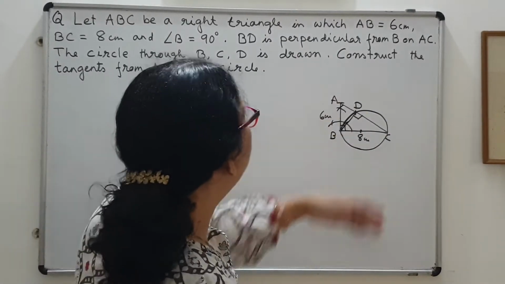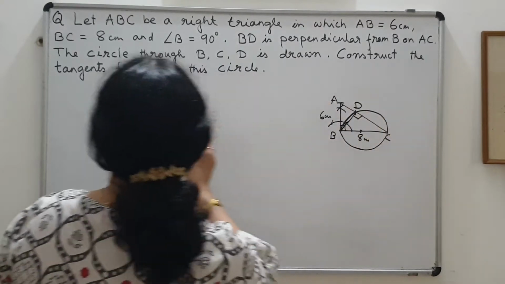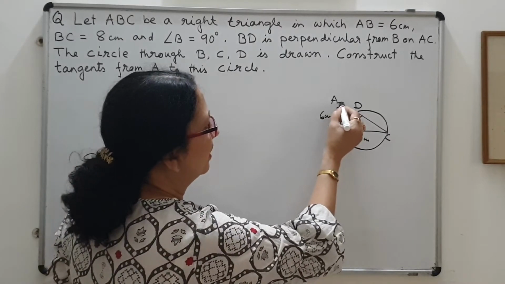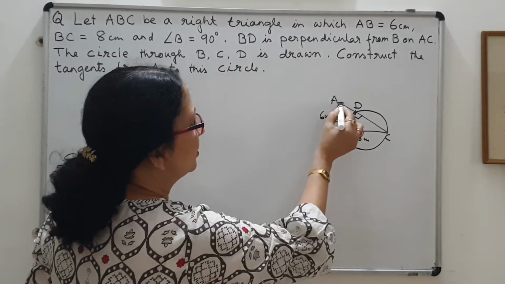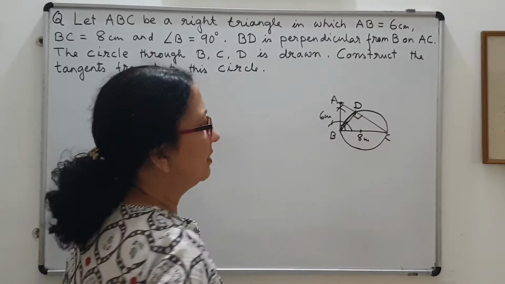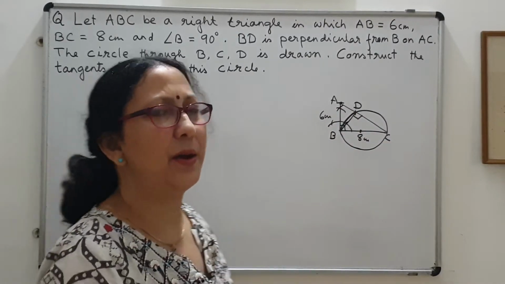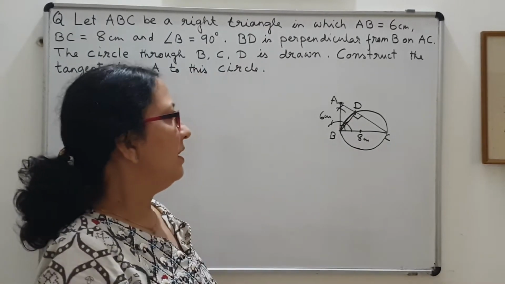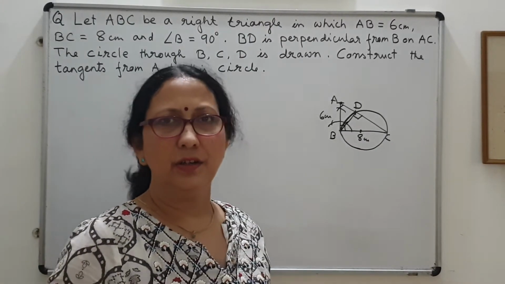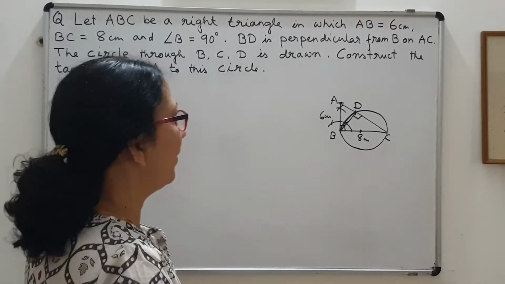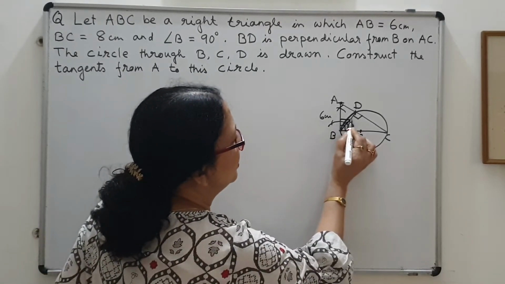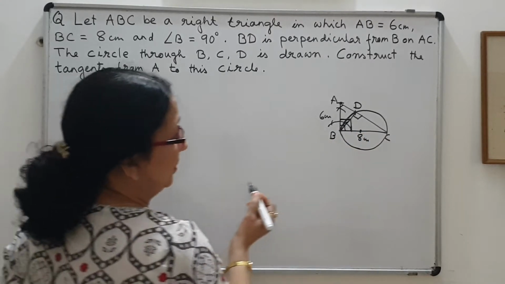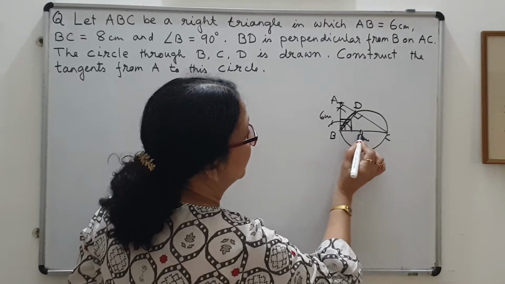Now the next construction part: construct the tangents from A to this circle. That is, now my external point is this one, A, and I have to draw tangents from this point to this given circle. Again you see, I will now be applying the theorems of the tangent to circle chapter. That is, a tangent is perpendicular to the radius through the point of contact. Now again you see, this angle is 90 degree we have given, no? B is 90 degree. So you see, and this is your radius.